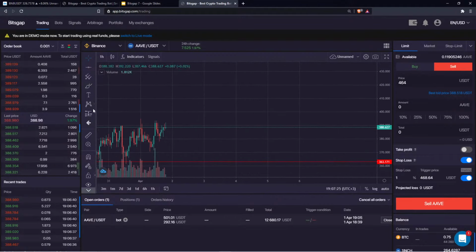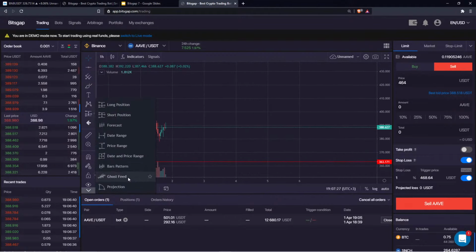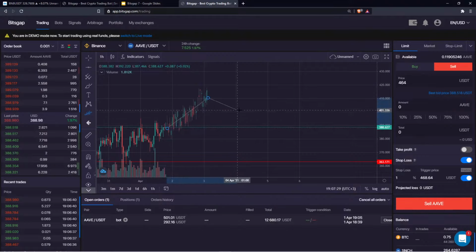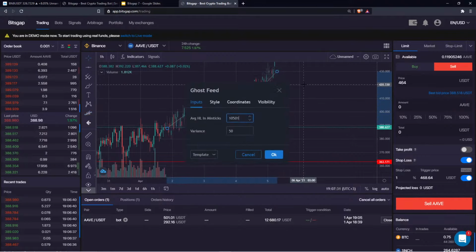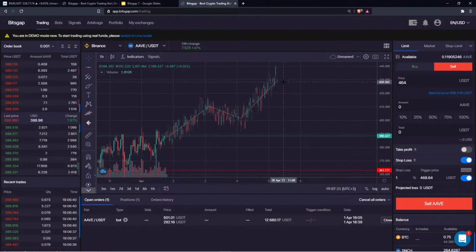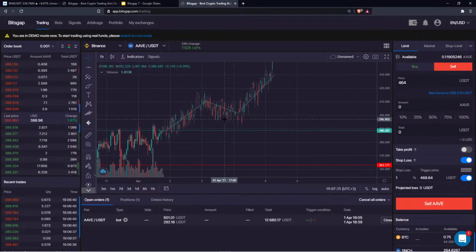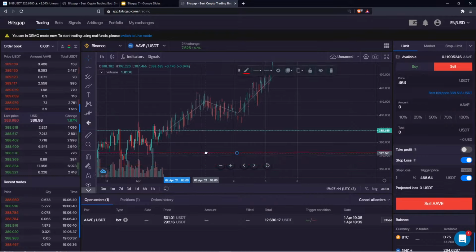And then imagine that the price, and let's use the ghost feed, imagine that the price goes here. So now we are trading in this area. And since we had enabled trailing for the stop loss, that means that the stop loss will automatically follow the rally, and it will maintain this gap as we had at the time we launched the bot.